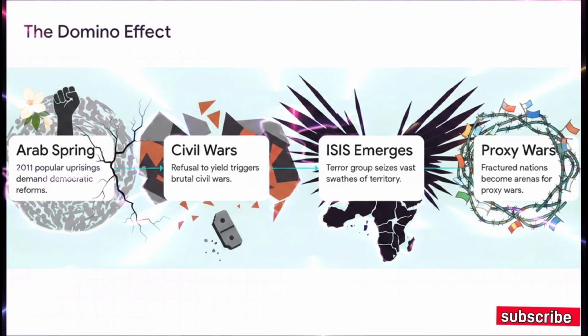Enter 2011 and the Arab Spring. We saw popular uprisings demanding democratic reforms sweep across the region. While some regimes actually fell, others completely refused to yield, triggering brutal, drawn-out civil wars, especially in Syria, Libya, and Yemen. This chaos created yet another massive power vacuum. Drawing strength from highly disaffected communities, ISIS emerged, seizing huge swaths of territory. Ultimately, these fractured nations just turned into chaotic arenas for multi-nation proxy wars.